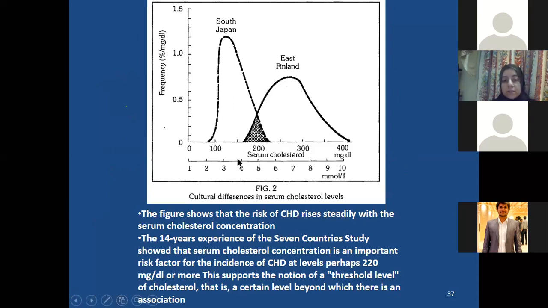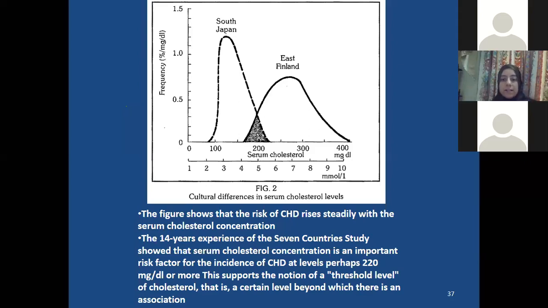So on the x-axis, you have the serum cholesterol levels, and on the y-axis, you have the frequency of CHD. So this is for Japan, for example. It's a huge curve, okay? And then you have east of Finland, which have increased serum cholesterol levels. This shows that the risk of CHD rises steadily with serum cholesterol concentration. It's a 14-year experience comprising 7 countries that showed that serum cholesterol concentration is an important risk factor for the incidence of CHD at levels perhaps 220 milligrams per deciliter or more. And this supports the notion of a threshold level. So if you have cholesterol levels higher than this, you have an increased risk of developing CHD.